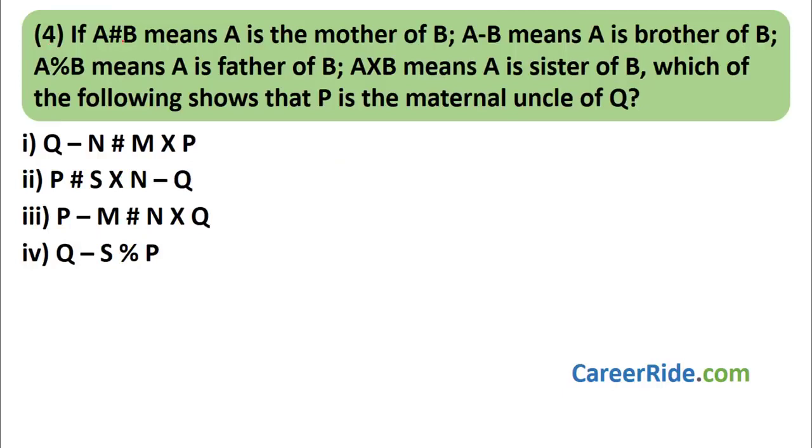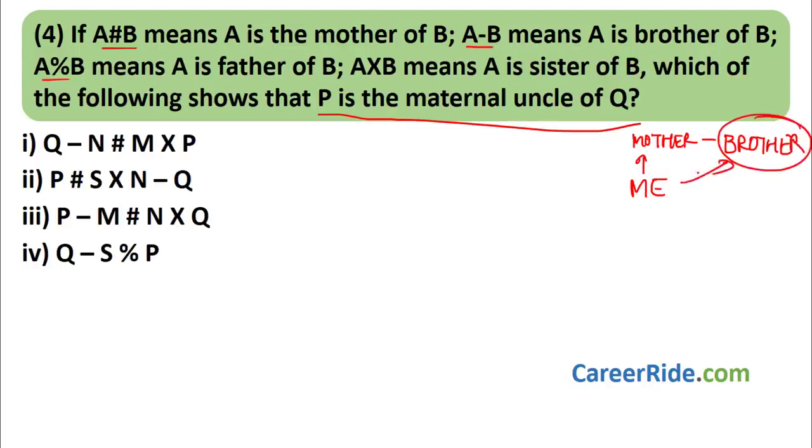Question number 4. If A hash B means A is the mother of B, A minus B means A is the brother of B, A percent B means A is father of B, A multiplied by B means A is sister of B, which of the following shows that P is the maternal uncle of Q? Now the real problem starts. Say this is me, this is my mother, and this is the brother of my mother, and this brother of my mother will be my maternal uncle. This would be the relation of maternal uncle and nephew.